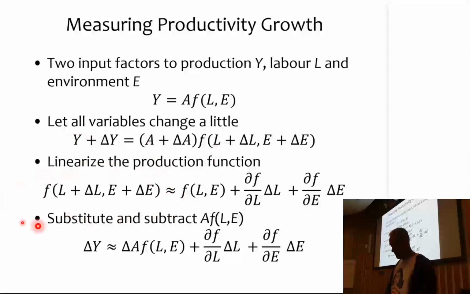What we can do is use a Taylor expansion on this production function. This is the first order Taylor expansion, it's essentially just a linearization. Taylor expansion around L, E is essentially the original value plus how much labor changed times the first partial derivative of production to labor, plus how much the environment changed times the first partial derivative of production to the environment, right? And this is approximately true, right?